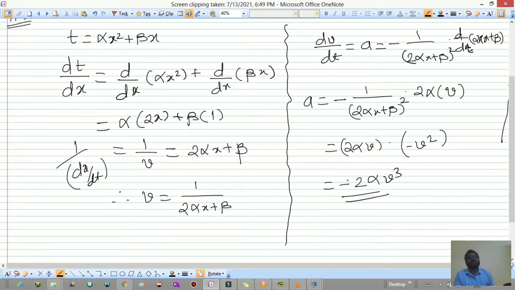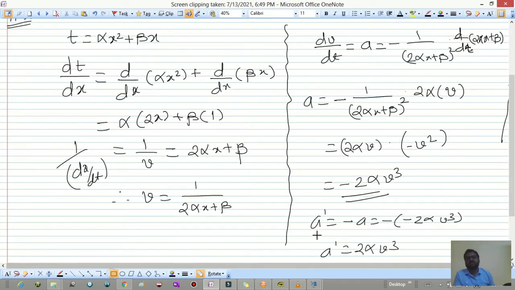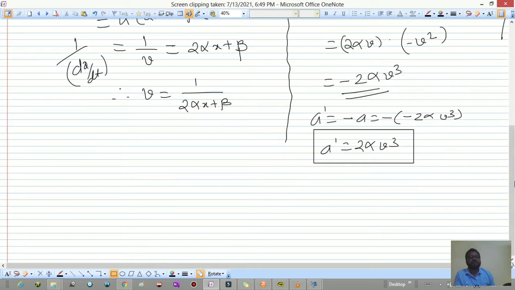Now what does this negative sign represent? The negative of acceleration indicates the retardation, isn't it? So negative of acceleration, which is negative of negative 2 alpha v cube. So a dash we have is 2 alpha v cube. So I hope this is clear to you all. Next question we have.